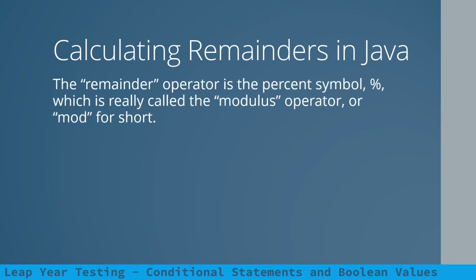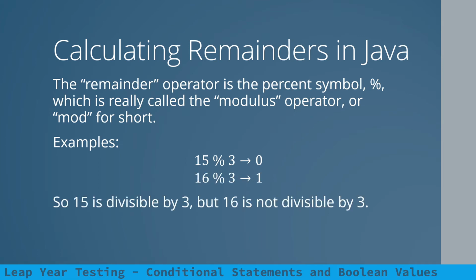So in Java, we have an operator for this. The remainder operator is the percent symbol, which is really called the modulus operator, or mod for short. So we would type something like 15 mod 3, and that would give us the value 0. That expression 15 mod 3, 15 % 3, is equal to 0. 16 mod 3 gives us a value of 1, and so we can tell right away that 15 is divisible by 3 and 16 is not divisible by 3.